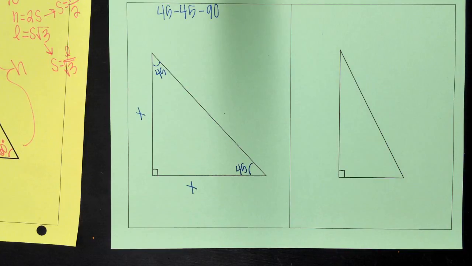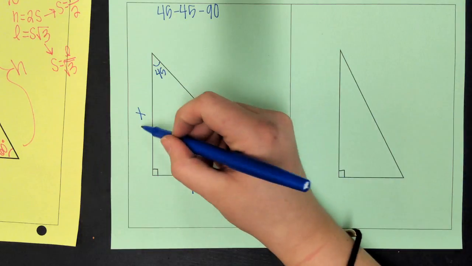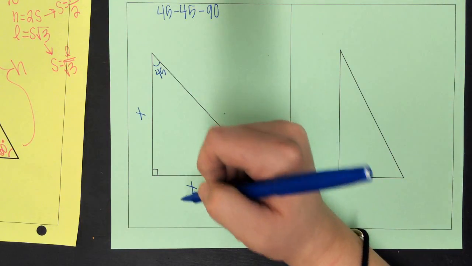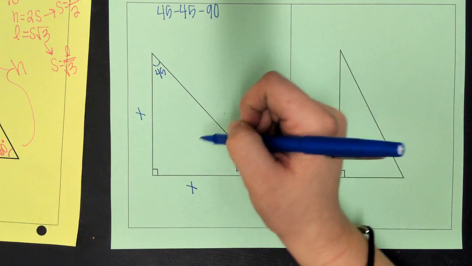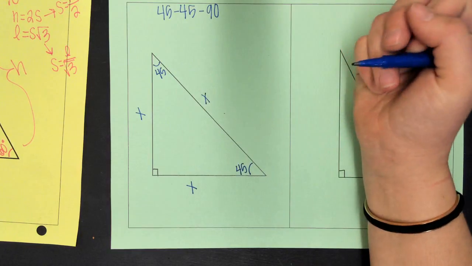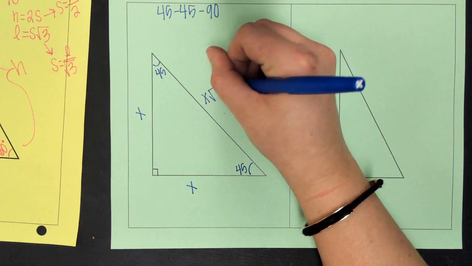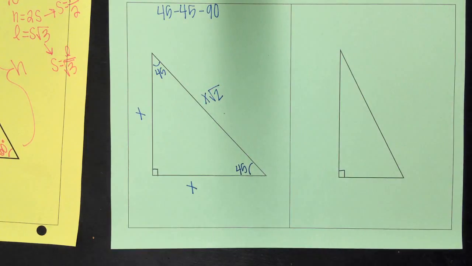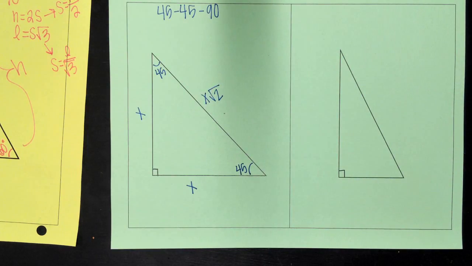Okay, if it is a 45, 45, 90 triangle, and this is x and this is x because they're the same thing, the hypotenuse is always going to be x, whatever that was, x square root of 2. Oh boy. X square root of 2.